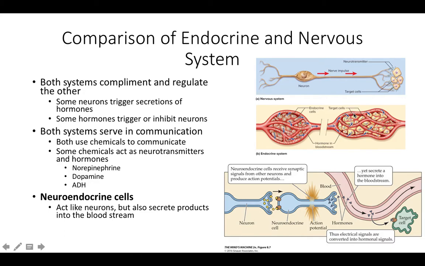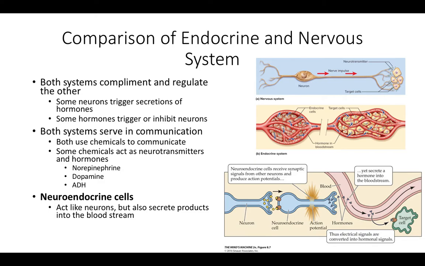Okay, and we even have some chemicals that act both as part of the nervous system as neurotransmitters and also as hormones. So norepinephrine is a hormone that also acts as a neurotransmitter. Dopamine is another one, and ADH, which we'll talk about more as we move through. So neuroendocrine cells are something that are really actually pretty interesting and cool, and they are super important for you guys to understand.